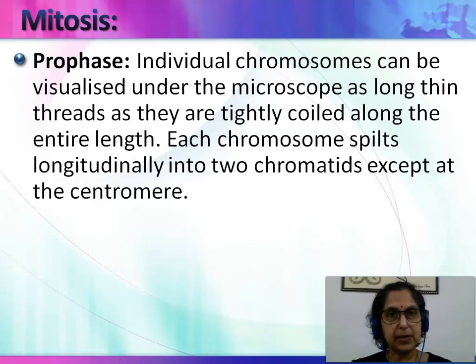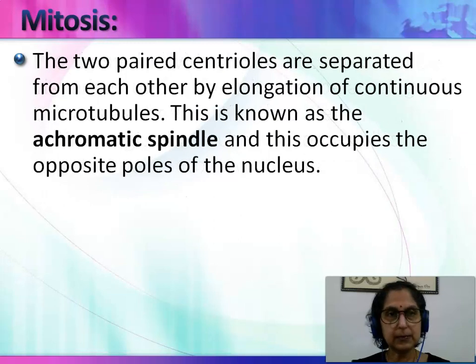Prophase. Herein, individual chromosomes can be visualized under the microscope as long, thin threads as they are tightly coiled along the entire length. Each chromosome splits longitudinally into 2 chromatids except at the region of the centromere. The 2 paired centrioles are separated from each other by elongation of continuous microtubules, and this is known as the achromatic spindle, and this occupies the opposite poles of the nucleus.